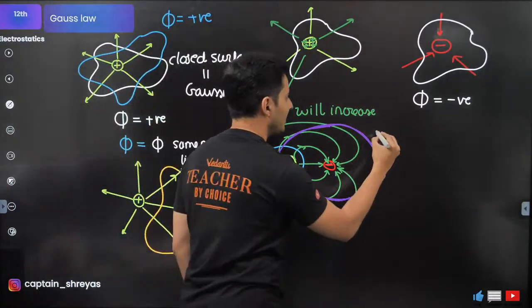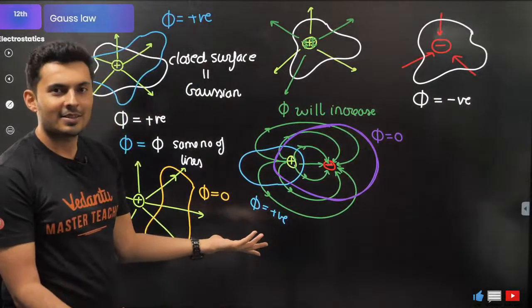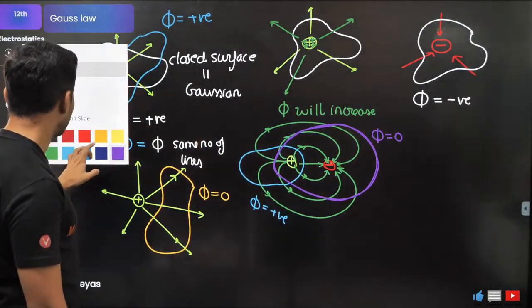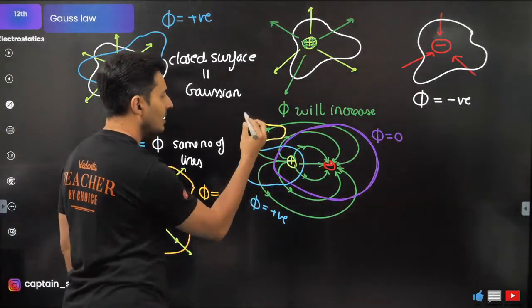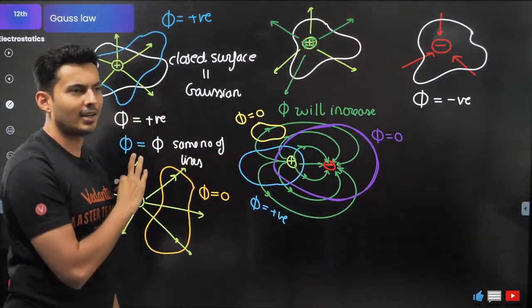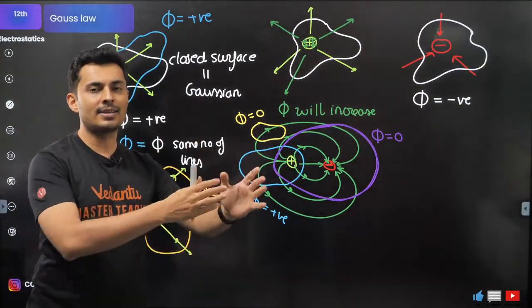In this case, the net flux is definitely 0. In fact, if somebody chooses this as his Gaussian surface, even in that case, the net flux will be 0 because whatever is entering in is exiting out. All these scenarios are leading somewhere.